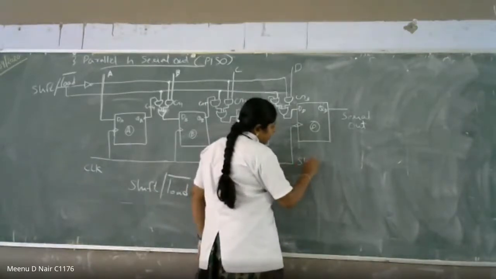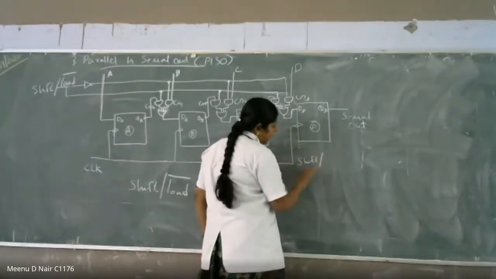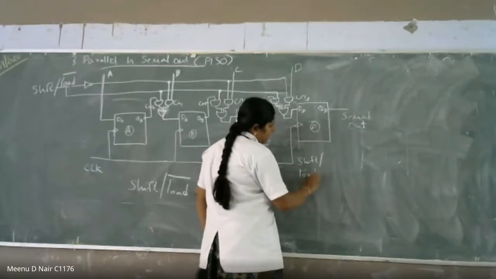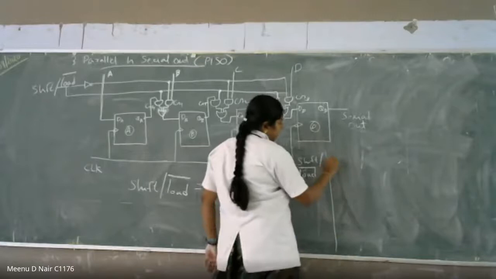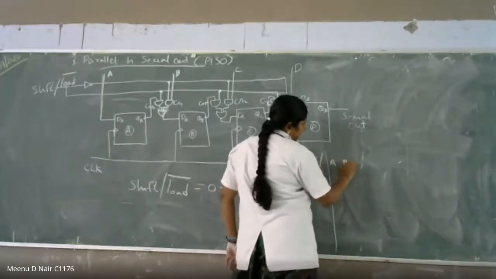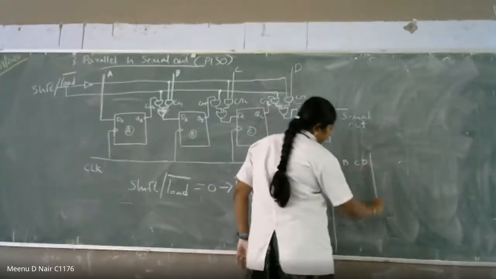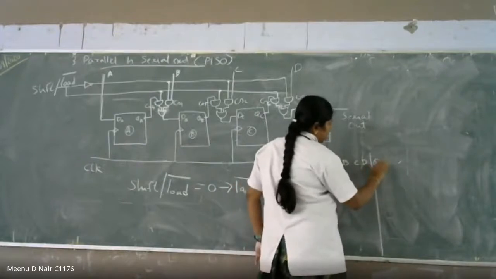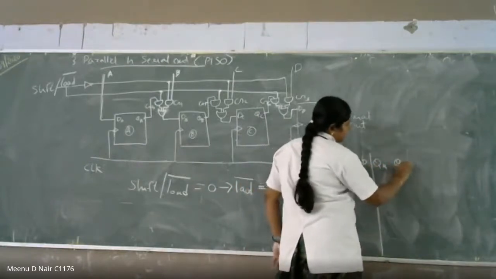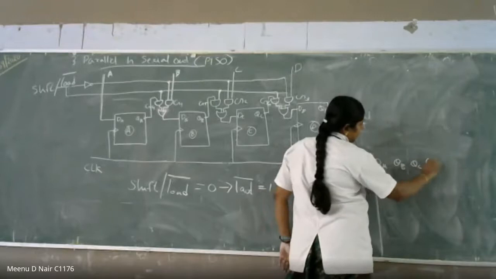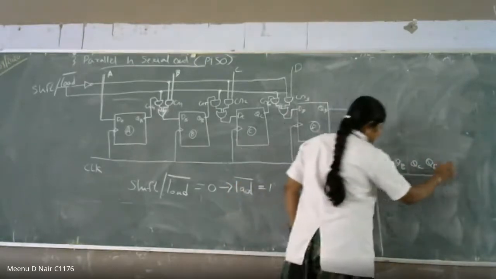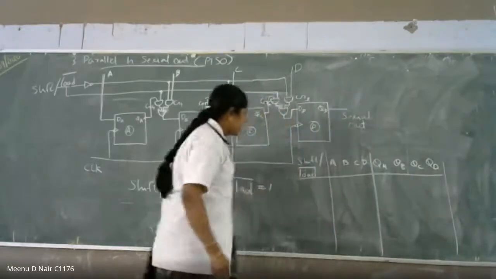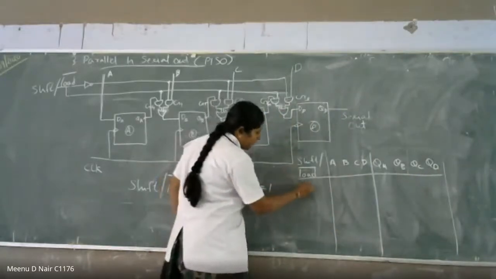So first you are taking shift bar, load bar. Okay, so this is 1. Then A, B, C, D. Then QA, QB, QC, QD. These are your outputs. First you consider shift bar load bar is equal to 0.